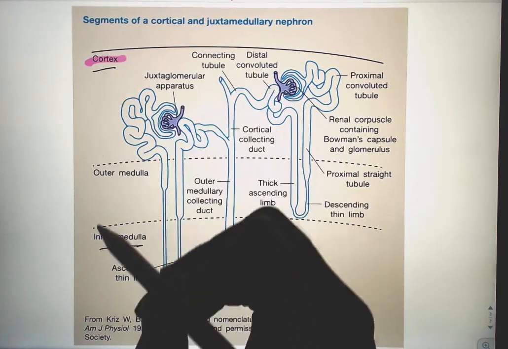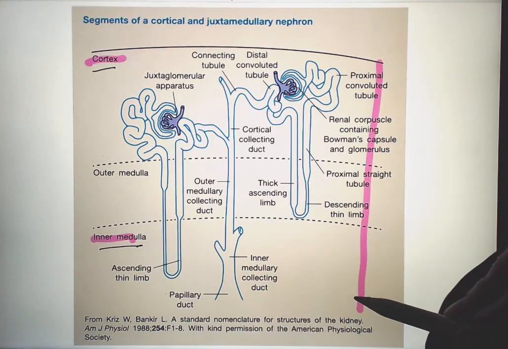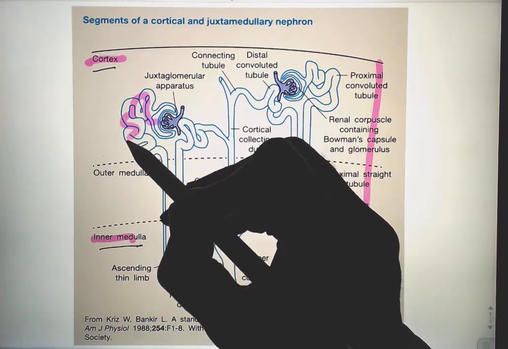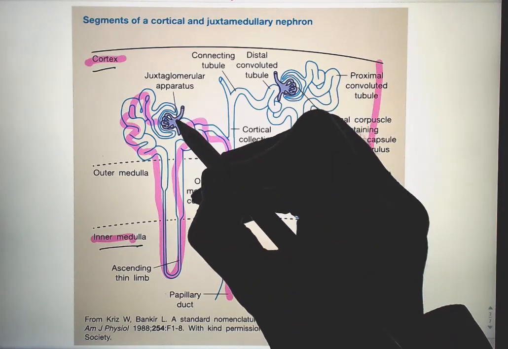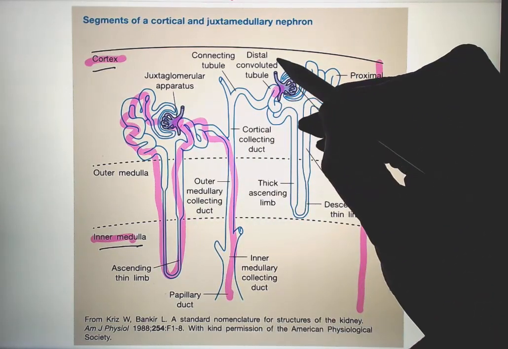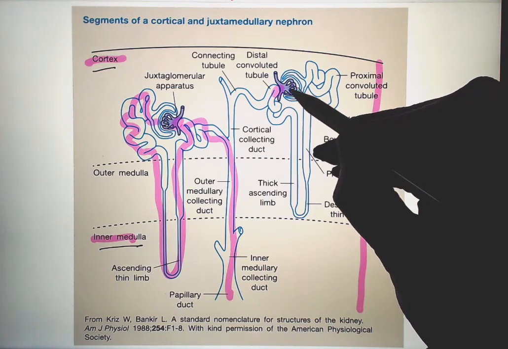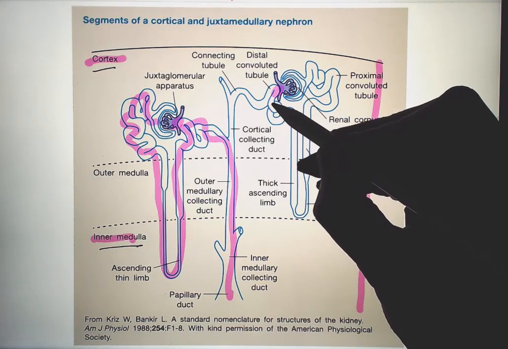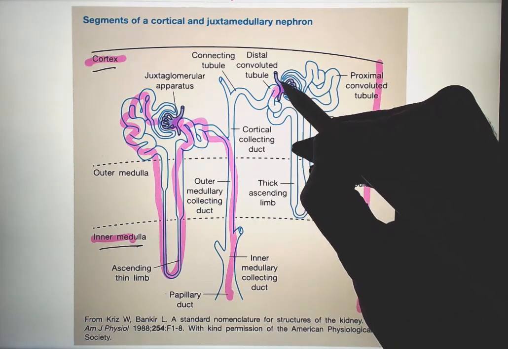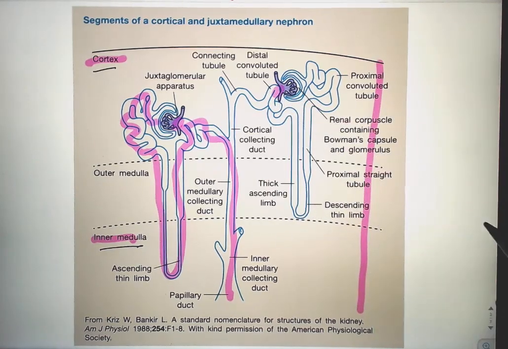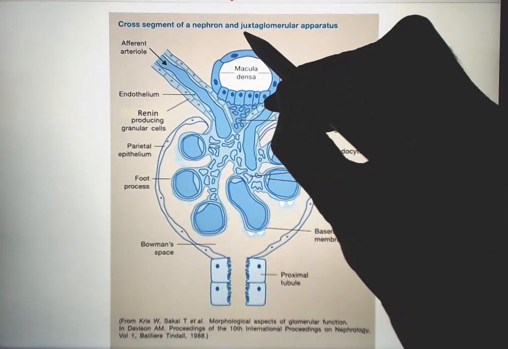Here you're seeing cortex and inner medulla, part of the kidney from outermost to innermost part, and here is a nephron, and the part we're interested in is right here, where the blood supply coming in, the afferent and efferent arterioles, here's the glomerulus, is very near to a part of the distal convoluted tubule. So that's the JGA. Now I'm showing you a cross-section through a glomerulus and the JGA.